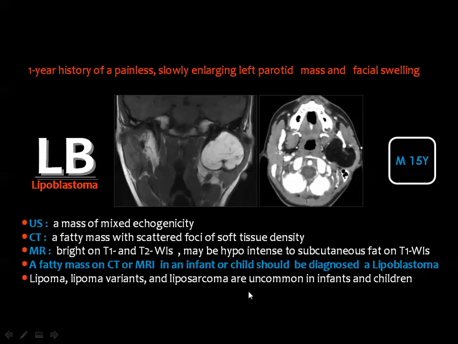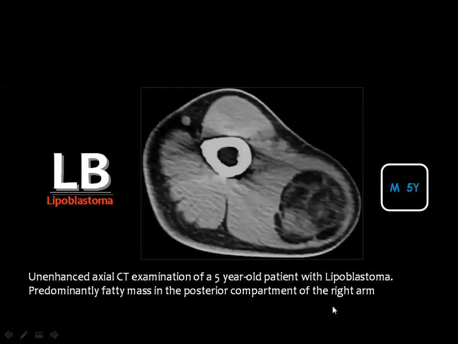Then this is considered one of the rules in imaging. If you see a fat containing mass in a child below the age of 3 years, consider lipoblastoma, even if it contains some soft tissues within the fat, because liposarcoma is extremely rare in infants and children. Then you see here a fat-containing lesion in the T1 and also in the CT scan in an adolescent, 15 years old, and this was a lipoblastoma.